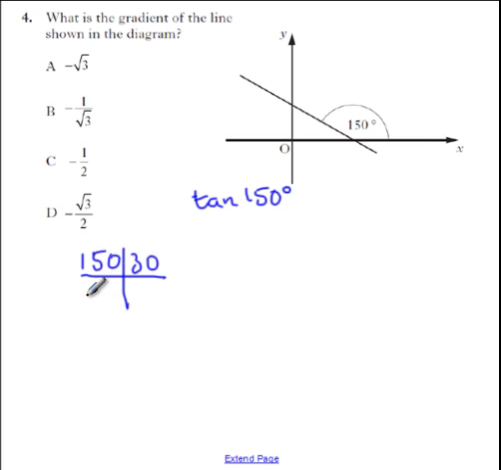The third quadrant would be 180 plus 30, would be 210. And the fourth quadrant would be 360 minus 30, which is 330. The tan of two of these, tan of 30 and the tan of 210, will both give the answer 1 over root 3. So tan 30 and tan 210 is positive 1 over root 3. The other two values, tan 150 and tan 330, will give the negative of 1 over root 3. So what we're after here is negative 1 over root 3. So our answer is B.